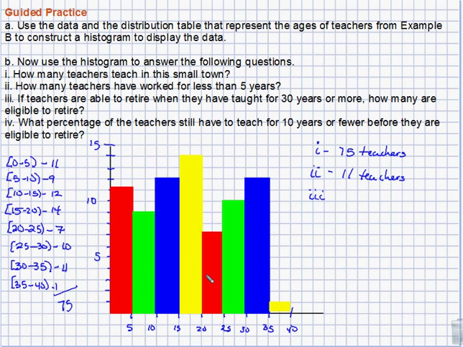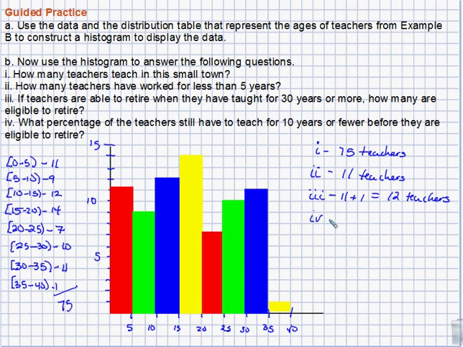If they're able to retire when they've taught for 30 years or more, how many can retire? Well, here's over 30 and more, so I've got 12. It should have been 11. I made that too tall. Okay. I have 11 plus 1. So that's 12 teachers can retire right now.